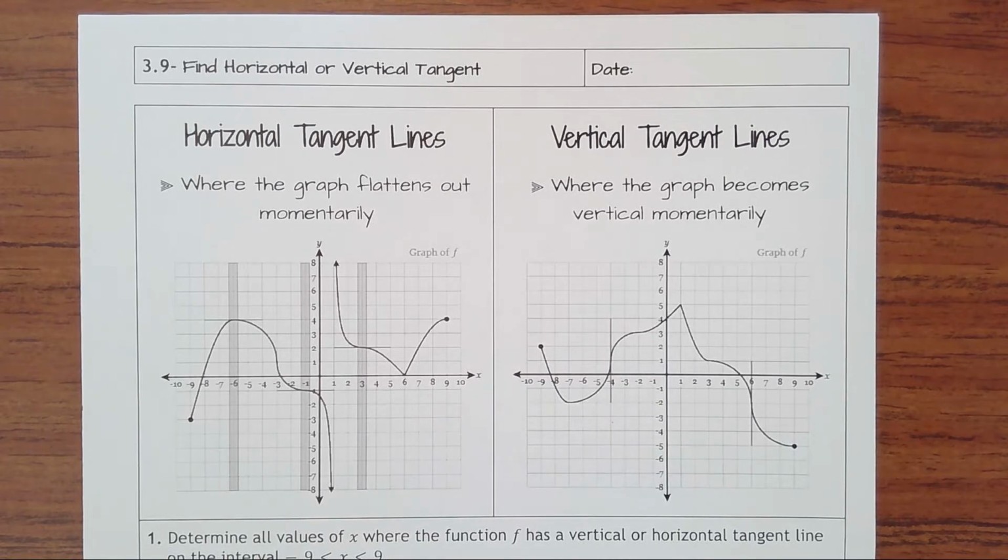Lesson 3.9, find horizontal or vertical tangent lines. A horizontal tangent line is just like what it sounds. It's going to be where the graph flattens out momentarily. So what you need to think of is reading this graph left to right.